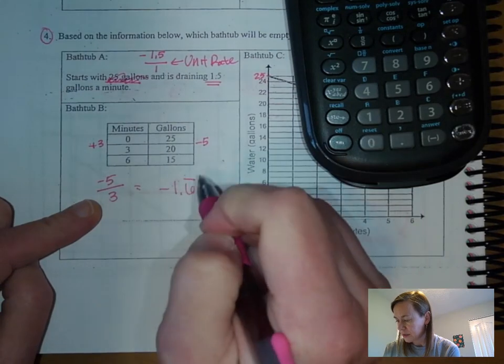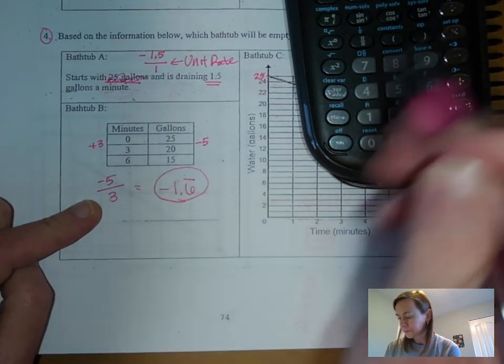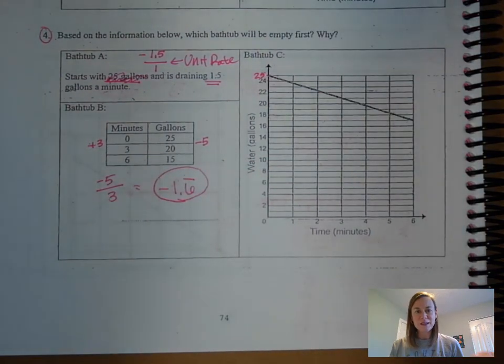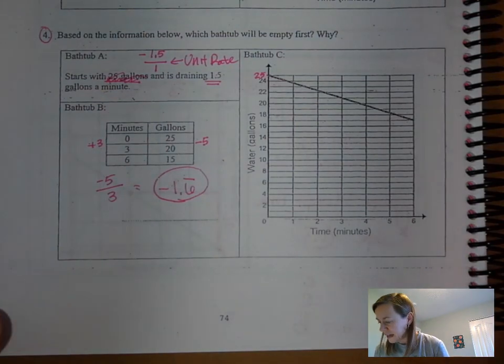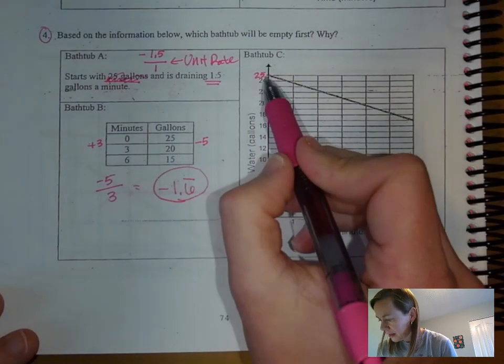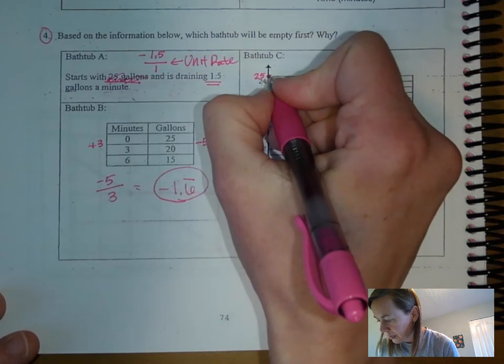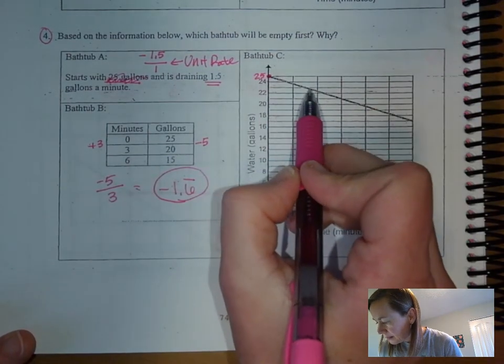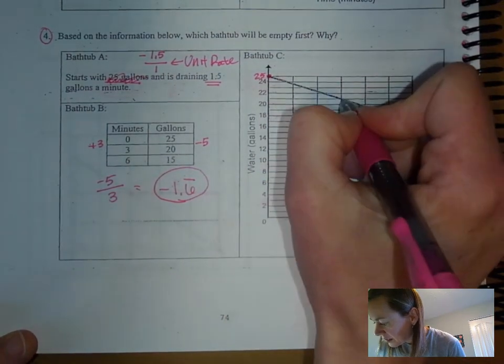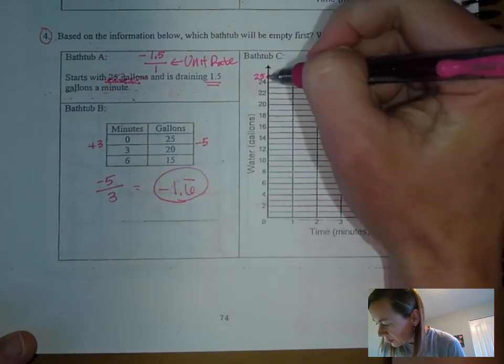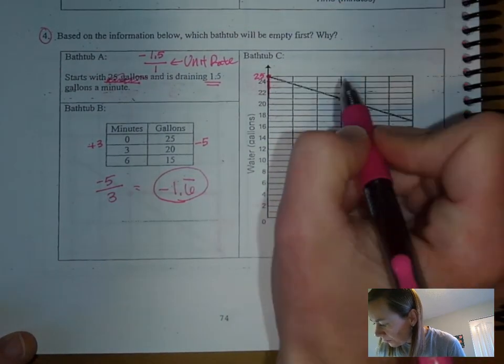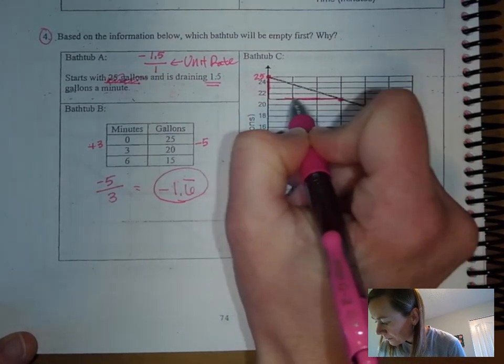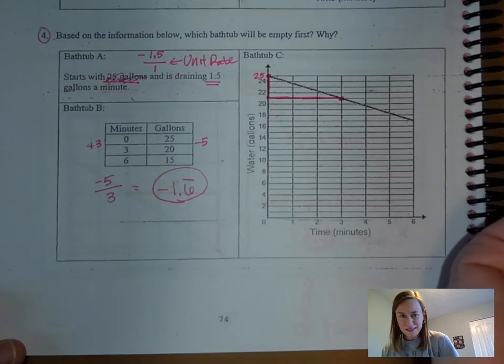-1.6 repeating. So this is our unit rate right here, okay? All right, let's look at our graph. Where do we have a nice intersection point? Well, we have one at the beginning, and then not there, not there. Here looks good. Let's draw our little triangle stair-step thingy. Okay, and now let's count.